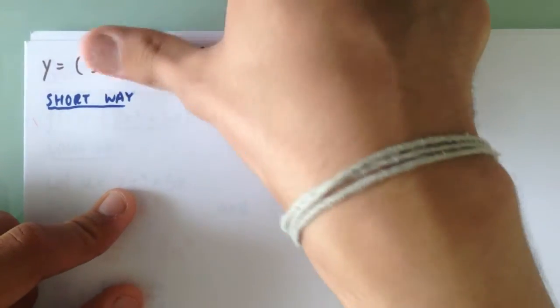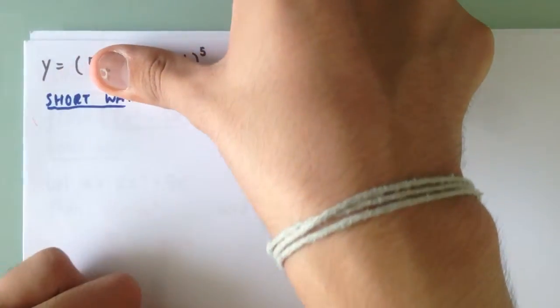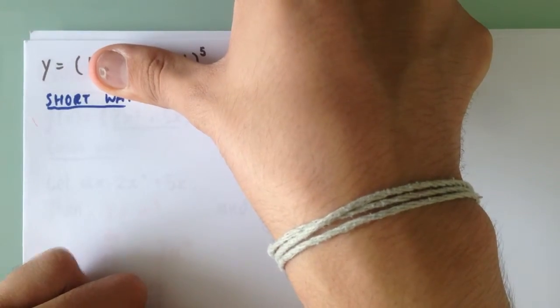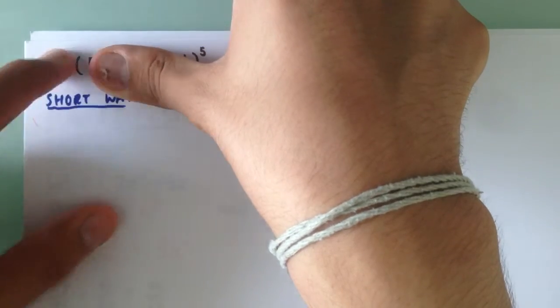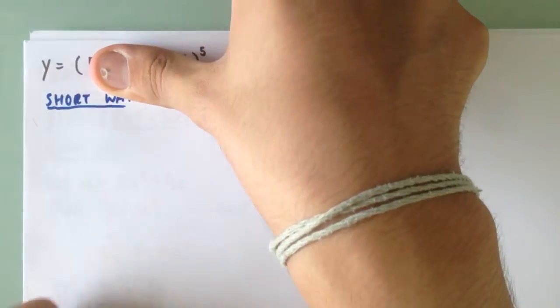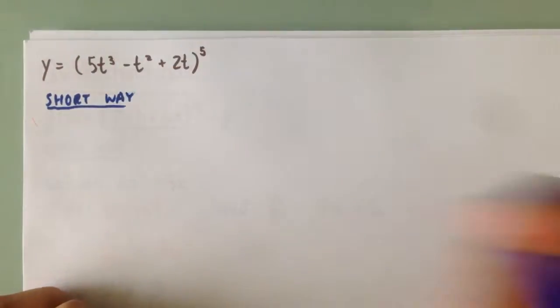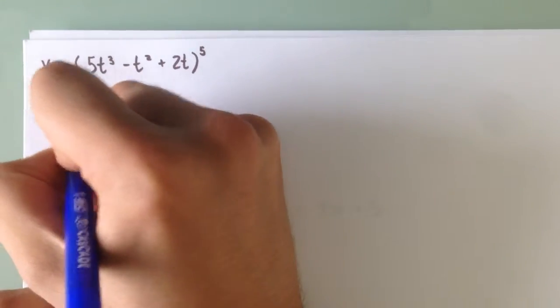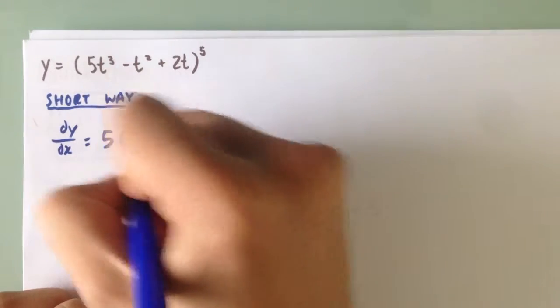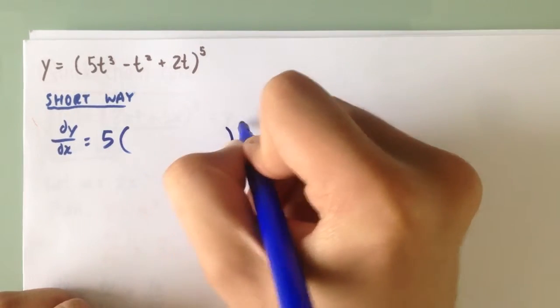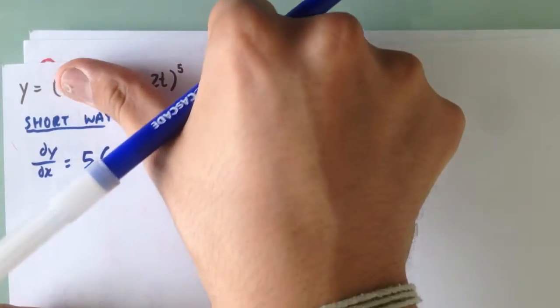So we put our thumb over whatever is the inside function. Yep. So what's the derivative of something to the power 5? Well, it is 5 times something all to the power 4. So dy/dx would be 5 times something to the power 4. And we're not done yet.